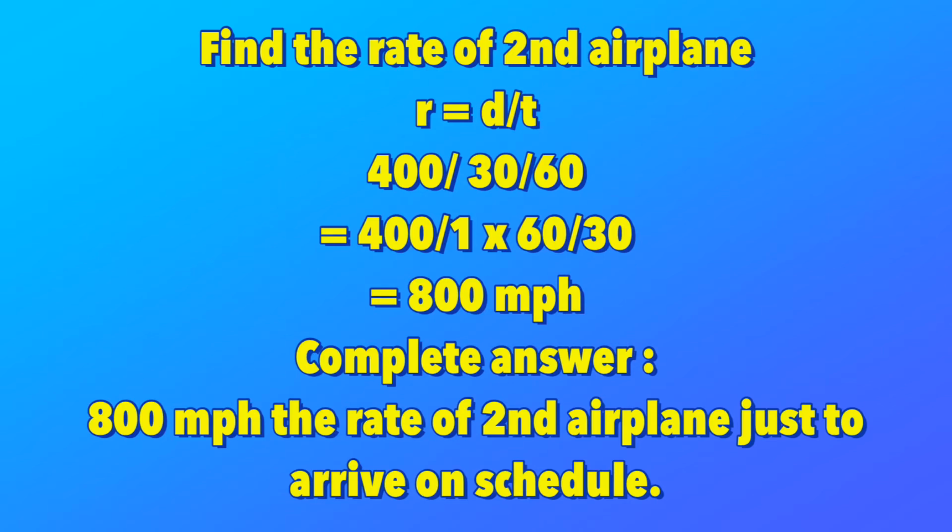So 400 over 1 times 60 over 30. Then by the cancellation method, we have 60 divided by 30 equals 2, and 30 divided by 30 equals 1. Then horizontal multiplication, 400 times 2 equals 800 miles per hour. Our complete answer: 800 miles per hour, the rate of the second airplane to arrive on schedule.